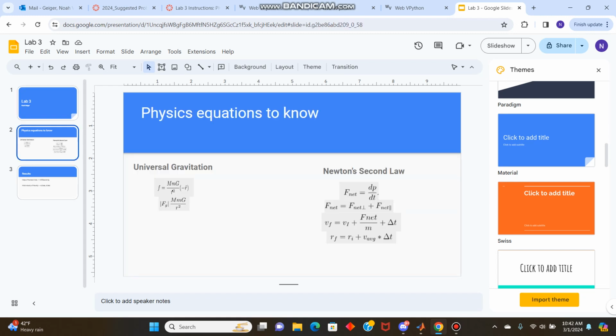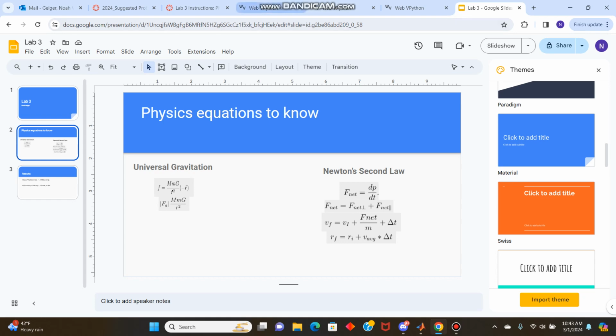We're going to start off with some equations to know for this. We're going to be using the universal gravitational law and Newton's second law of momentum. This being big M times small m times the G constant over r squared times the unit vector, and then the magnitude, of course, equaling just GMm over r squared. Newton's second law: F net equals dp over dt. F net also equals F net perp plus F net parallel. Then we're going to be using the velocity update formula and the position update formula.